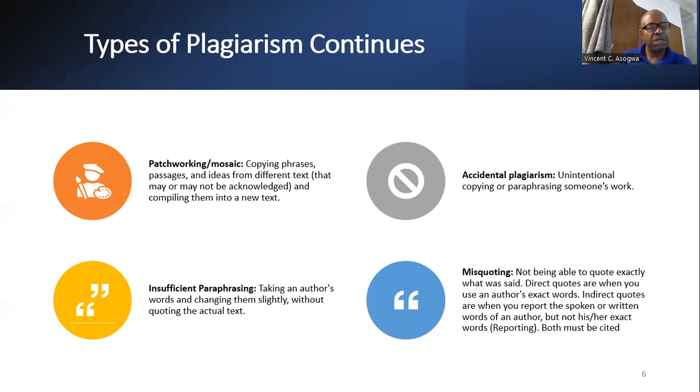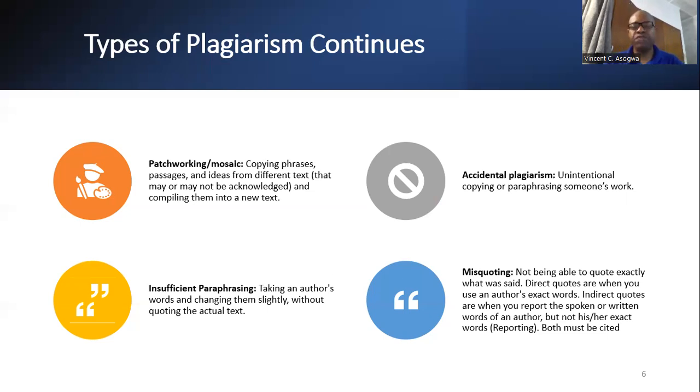We also have the seventh one, insufficient paraphrasing, meaning you take an author's words and change them slightly without quoting the actual text. So if you fail to quote the actual text, that is insufficient paraphrasing, and it is a form of plagiarism.